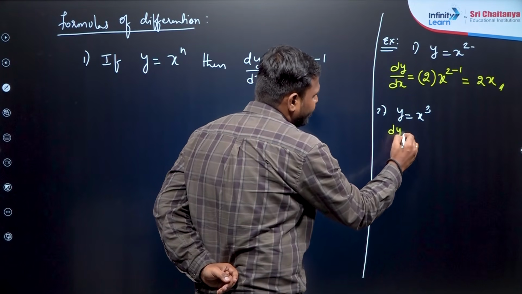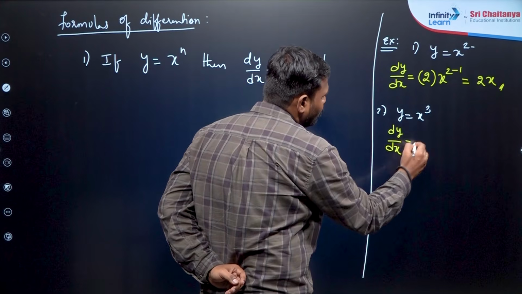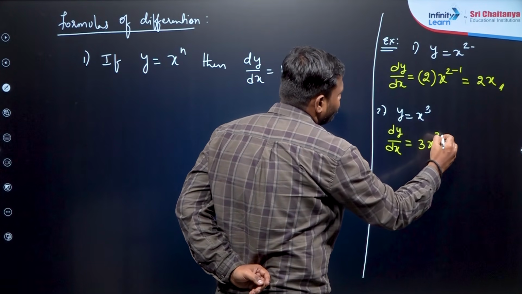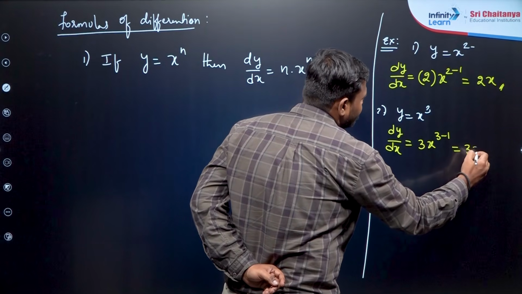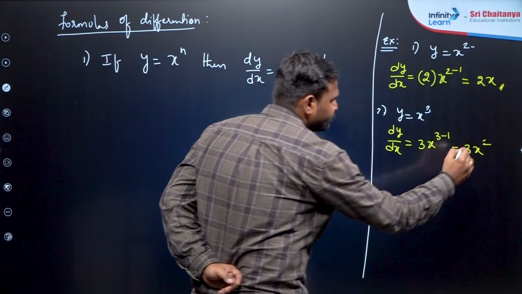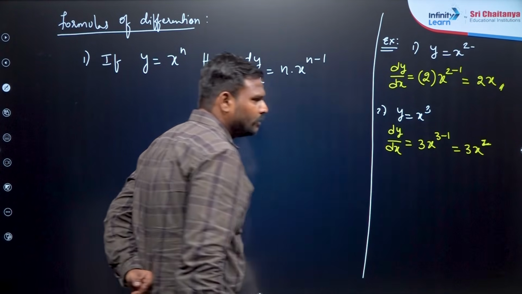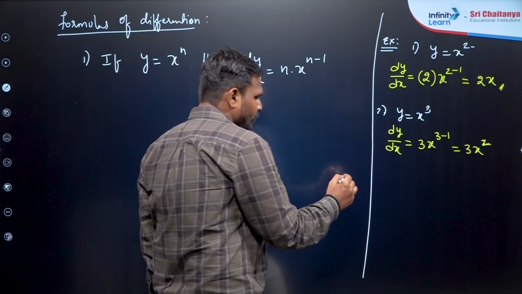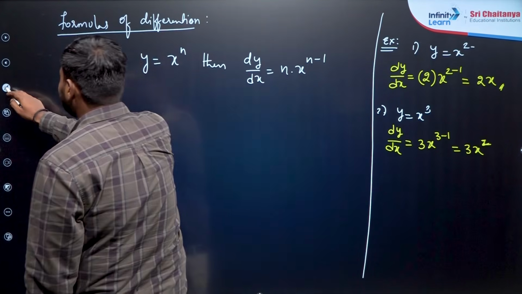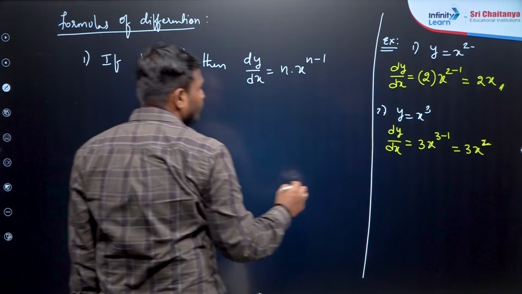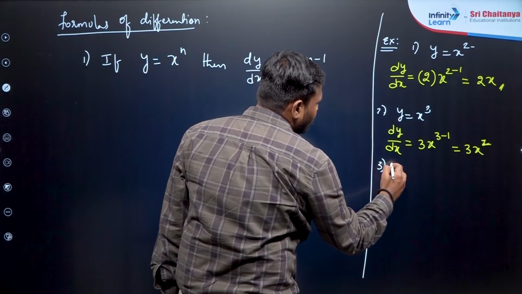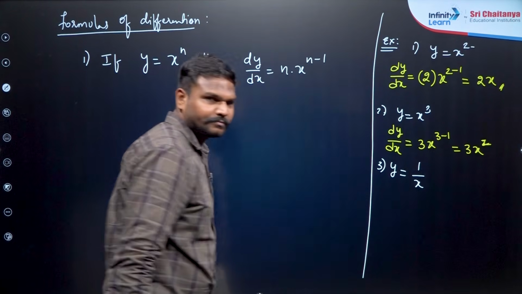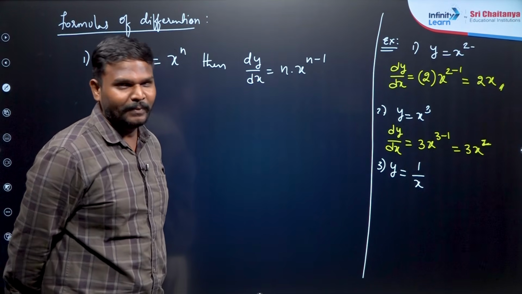Dy by dx should be equal to, multiply the power and subtract 1 from the power, that is 3x square. Understood? Let us do a couple more examples on this particular function. Let us say our question looks like y is equal to 1 by x.